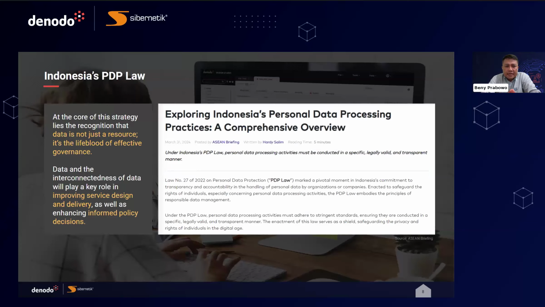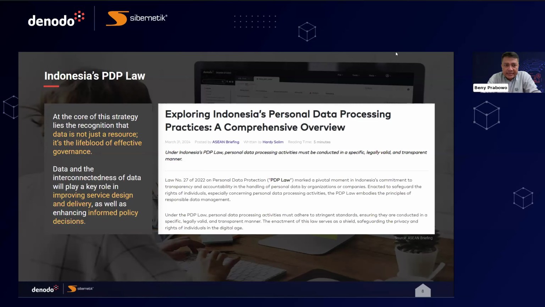Now let's take a closer look at the Indonesia PDP law. At the core of this regulation is the understanding that data is not just a digital asset. It's the lifeblood, or stimulus, of effective governance. The law emphasizes that data is interconnected, thus plays a vital role in improving service design, service delivery, and in making more informed policy decisions.